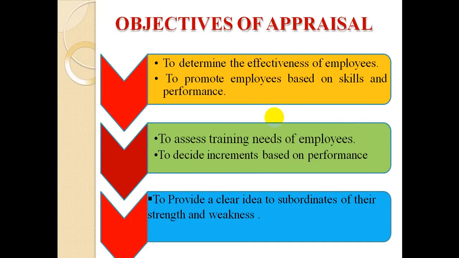Now next, objectives of performance appraisal. The first objective is to determine the effectiveness of employees, and the second one is to promote the employees based on their skills and performance. The third one is to assess the training needs of the employees, and the fourth one is to decide their increments as well as to decide whether to confirm the service of an employee, and to provide a clear idea to the subordinates of their strengths and weaknesses.